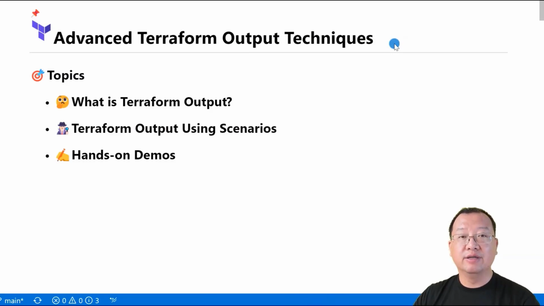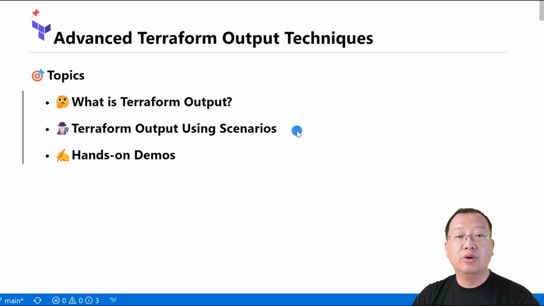Before we dive in, let me provide some context. In this video, we'll cover the following topics. We'll explore the concept of Terraform output, including output syntax and the Terraform output command. Next, we'll learn 3 output usage scenarios. Finally, we'll do 3 hands-on demos: output single value, output multiple values, and use output values between modules.